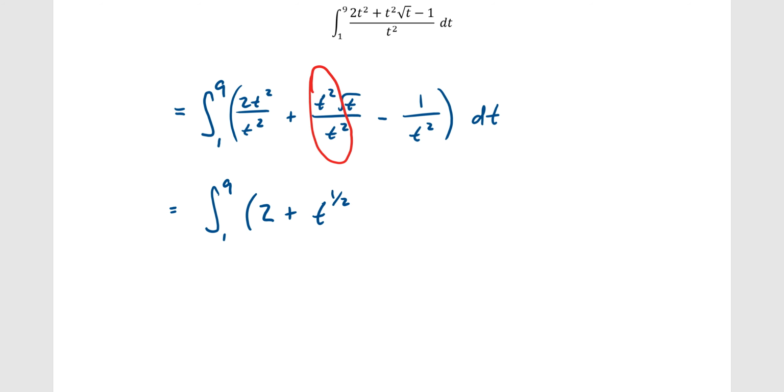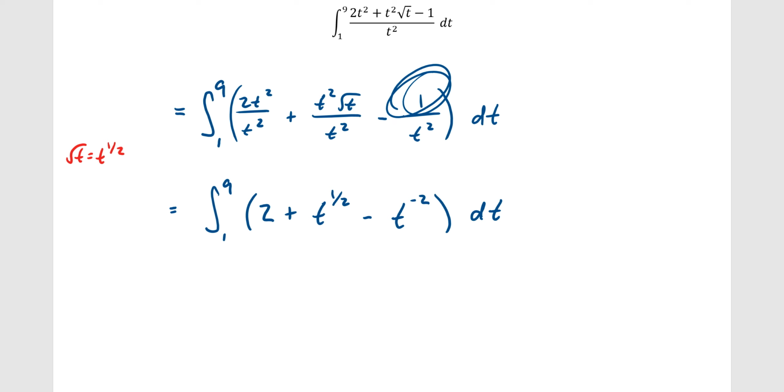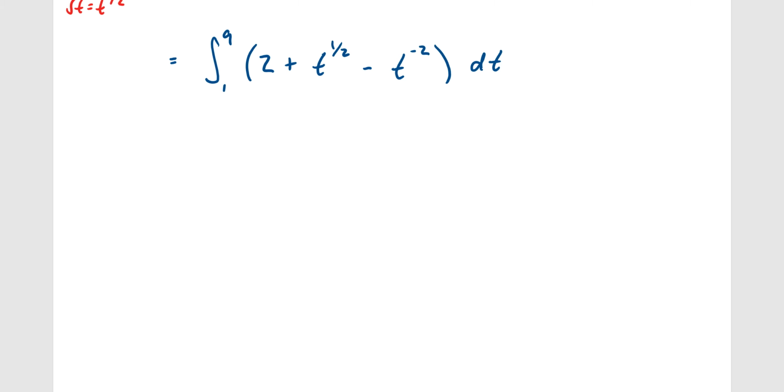Instead of writing radical t, write t to the 1/2, because we're going to need to rewrite it like that to apply our little formula to it. And then for the next one, 1 over t squared. Anytime you have 1 over a variable to an exponent, put it in the numerator and make the exponent negative in this case. If there were a constant other than 1 up here, it would just come along for the ride.